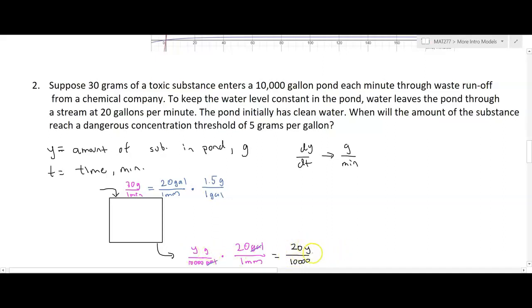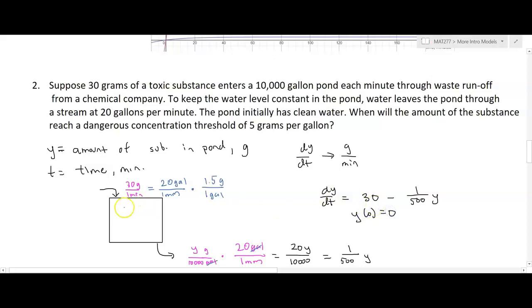I'm also going to go ahead and reduce this fraction a little bit just to make it simpler. So this is 2 thousandths, which is 1/500th. So I can write this as 1/500th y. That would just make it a little bit easier to work with. And so now our dy/dt model is going to be the difference between our inflow and our outflow. Our inflow is 30 grams per minute, minus 1/500th y grams per minute coming out. There is my model, my initial value problem.